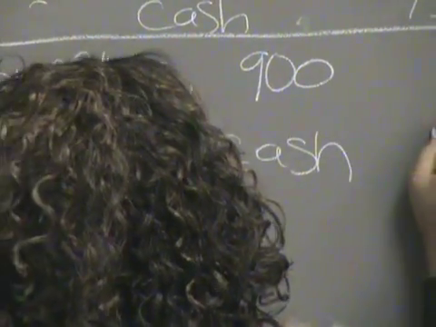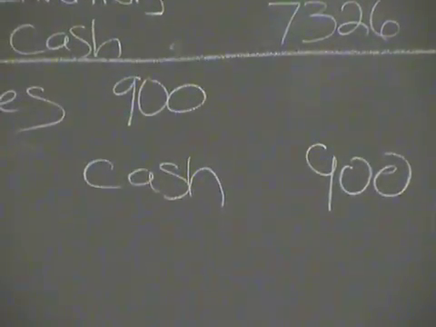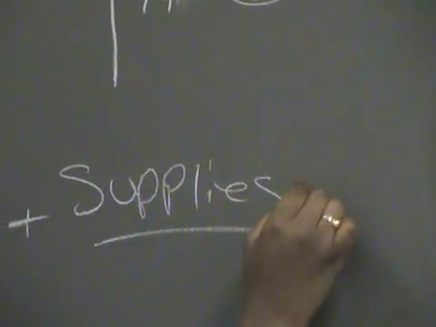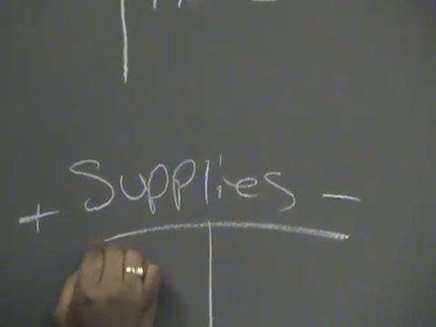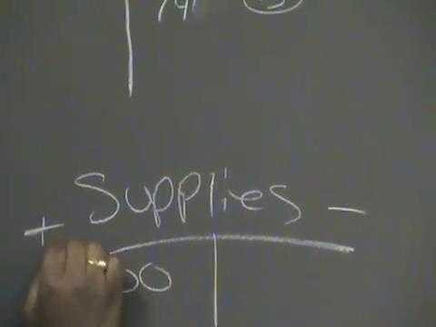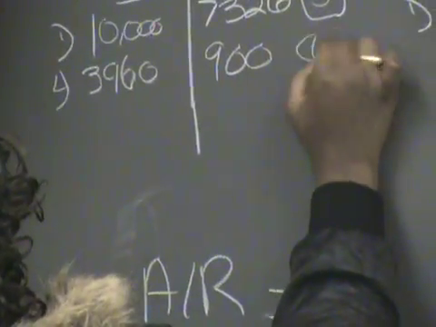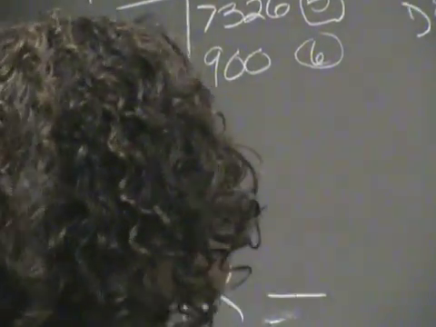Journal. And now that's entry number 6. She did put it. I see it. 6. Now she's going to post. She has to make a new T account for supplies. Okay, good. She's working hard up there. And then cash she has to post for 900 also, right? Entry 6. Next, entry 7.